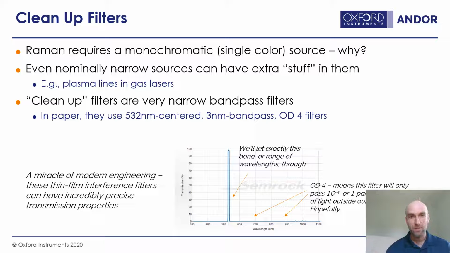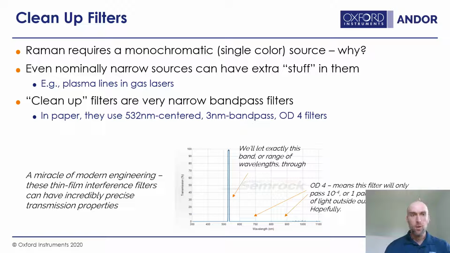Even nominally narrow sources can have some extra stuff in them, kind of junk light that you don't necessarily want to be there outside of the normal nominal emission. For example, plasma lines in gas lasers. Also, the 532 nanometer laser pointer that I mentioned before, sometimes those will have the fundamental 1064 nanometer light leaking through. Sometimes a lot of it, which can be concerning. But more generally, we want to get rid of anything outside of our nominal emission. Remember, Raman is a very weak process. If we have other stuff there, it's going to cause a lot of trouble and overpower the signal we're measuring.